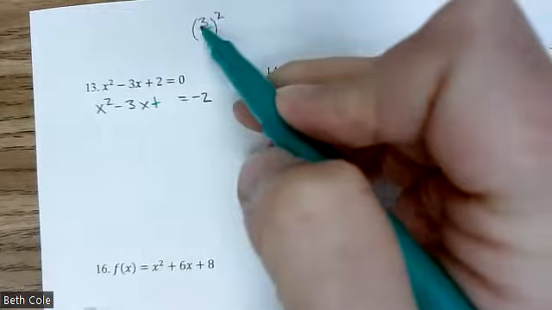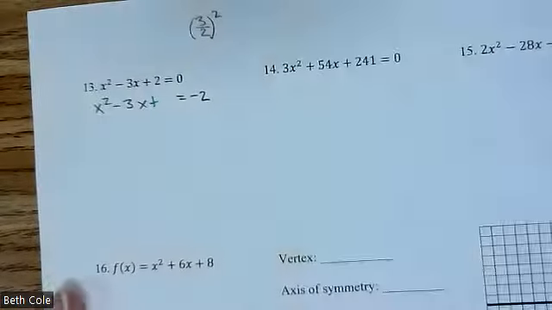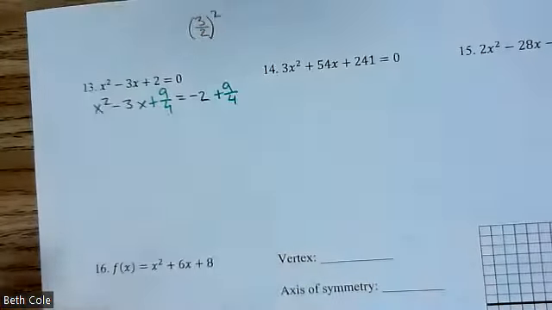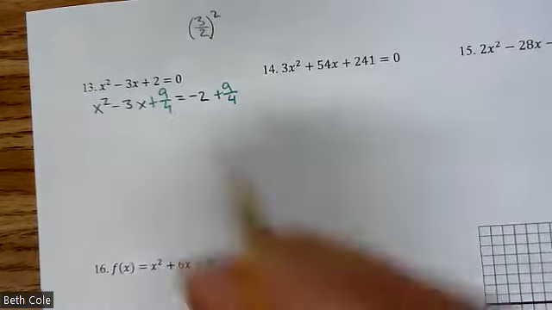And now we're just going to square those things. So 3 squared is 9, and then 2 squared is 4. So you're going to add 9/4 to both sides. Wait, do you subtract that or add it? We always add because when you square something, it's always positive. So it should always be added. That is a good question.